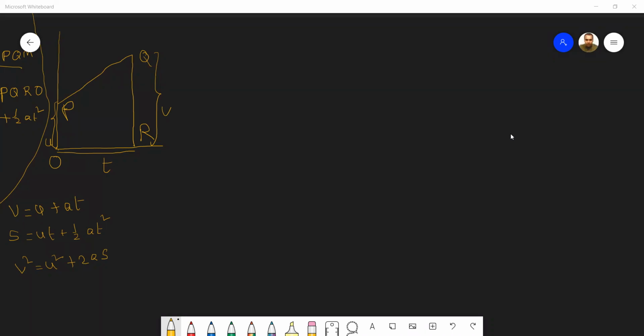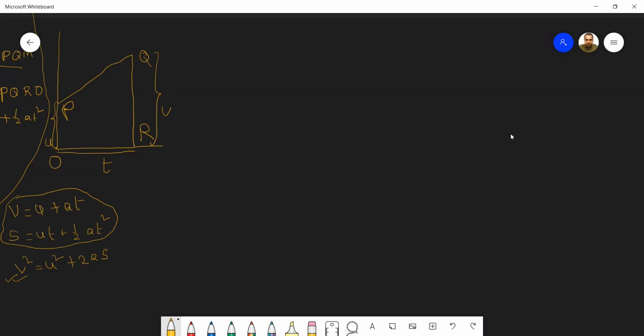So we were discussing the graphical derivation of these equations of motion. Out of three equations of motion, we have already derived these two. You can watch them in the earlier videos. V equal to U plus AT and S equal to UT plus half AT square, okay? So the third one we will be deriving in this particular video. So let's start how we can derive it, okay?